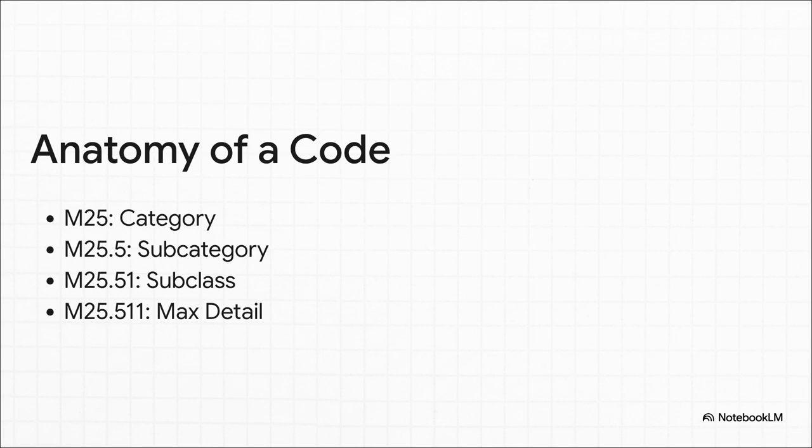Let's actually build that out character by character. We start with M25, the broad category for a joint disorder. We add a digit, and we get M25.5, the subcategory for pain in a joint. Add another digit, M25.51, and we've added the anatomical site, the shoulder. Add that final digit, M25.511, and we hit maximum specificity by identifying the exact laterality, the right shoulder. Every single added character brings crucial clinical context. It's simple math. More characters equal more context, which equals fewer denials.